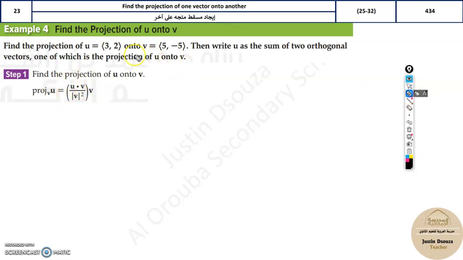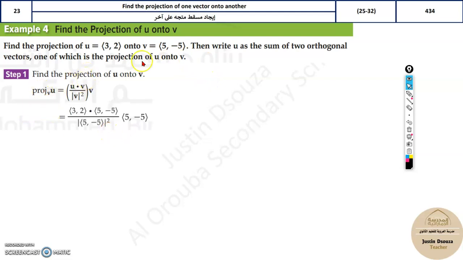Now if it was v onto u, if the vector v was projected onto the vector u, then this would change. Obviously the dot product would remain the same, because v dot u and u dot v are the same thing, and over here it would be u and u. So please remember what is projected onto what.